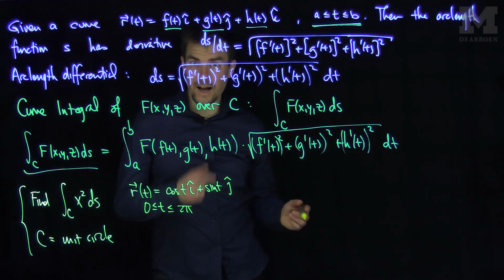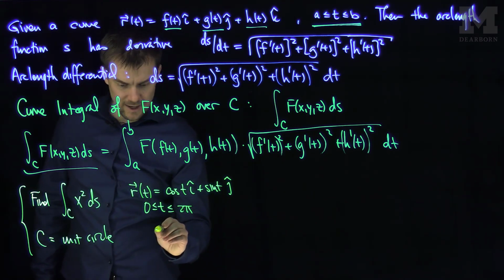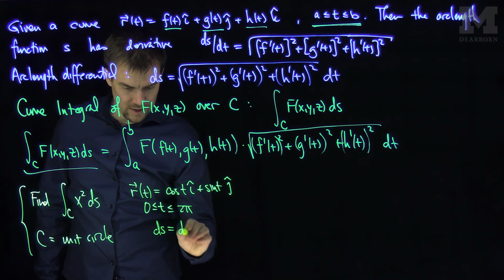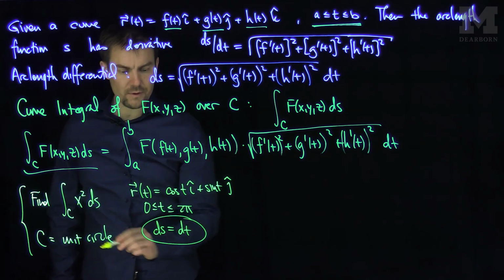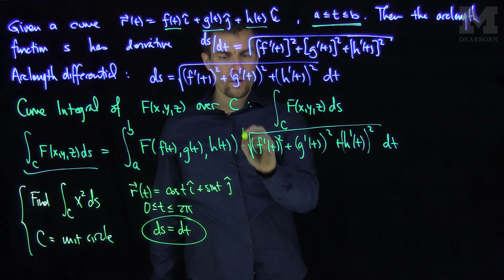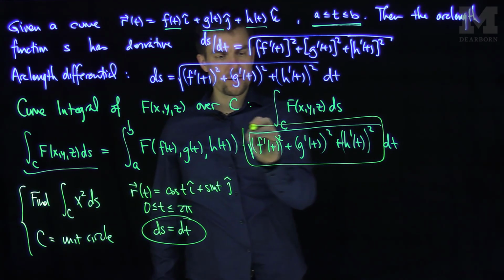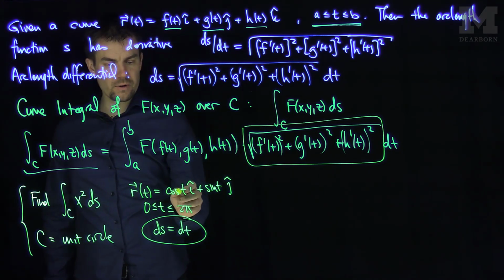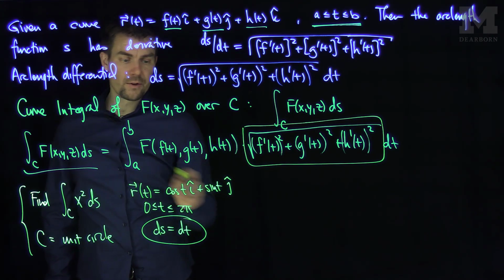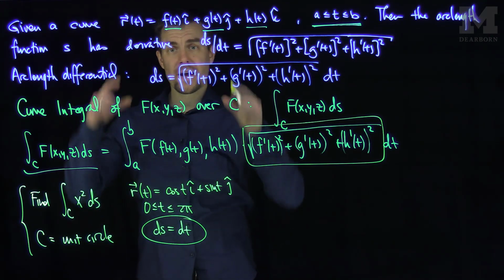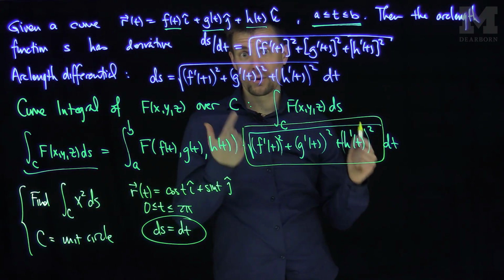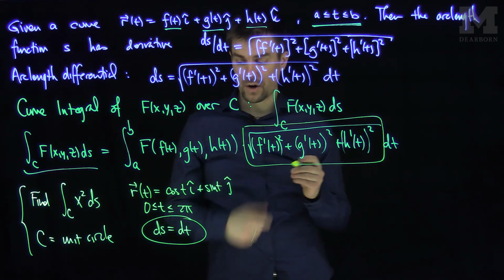then we know that ds is equal to dt here. This is a statement that the curve is already an arc length parameter. So this entire square root is going to simplify just to 1. We can see that because the derivative of x is negative sine and the derivative of y is cosine, so negative sine squared plus cosine squared is equal to 1. So that whole square root simplified just to 1 in this problem.